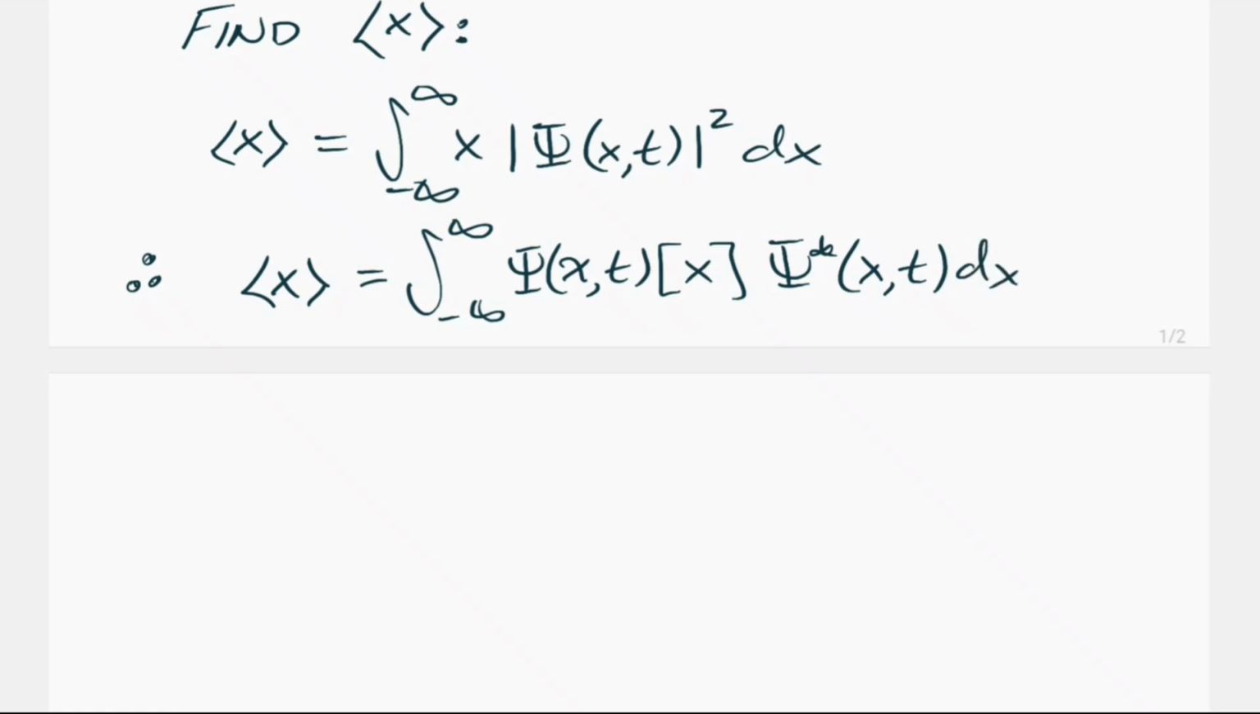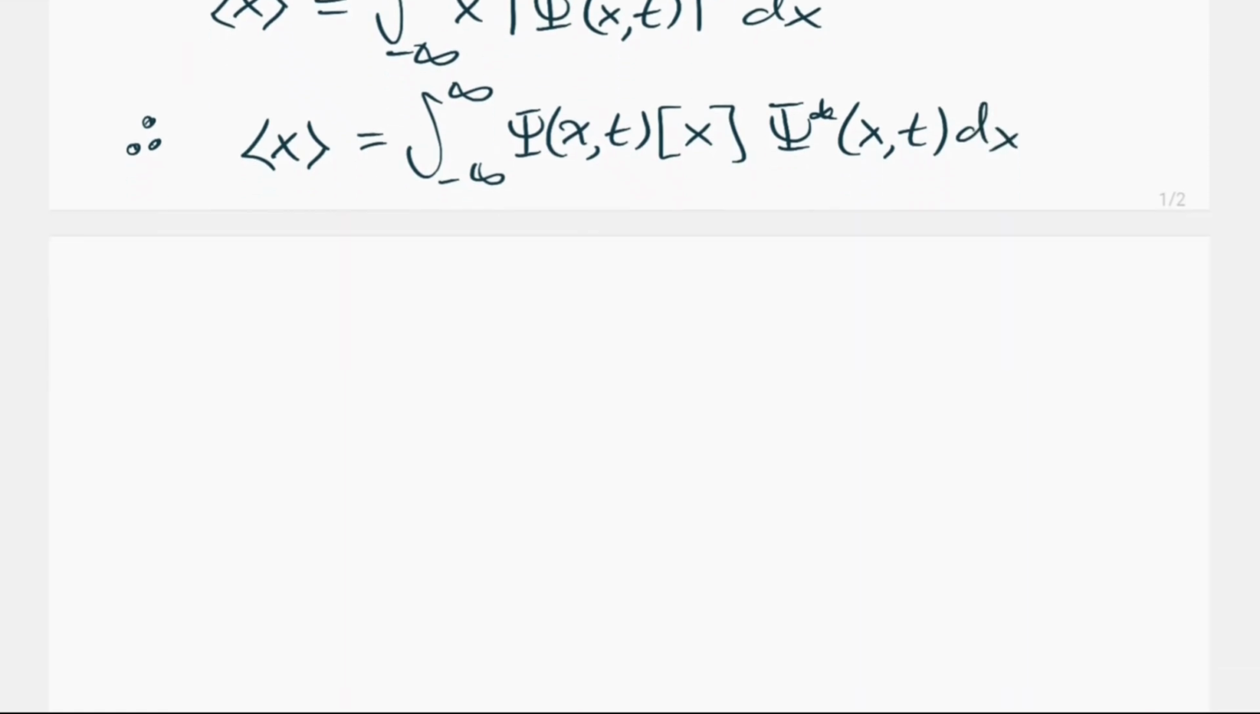So that's by definition the wave function squared, and we're just going to throw the x in the middle there. And then we're going to differentiate with respect to t.